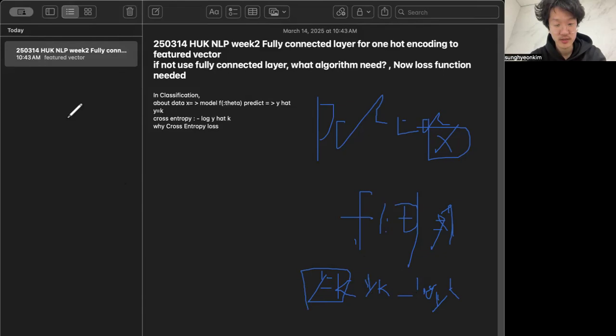Or another approach is to see it from the perspective of likelihood. Likewise, with respect to X, we will have the Y hat vector. Then we should maximize YK, which is the probability of the joint distribution P(Y1 to YK), the conditional distribution given X.